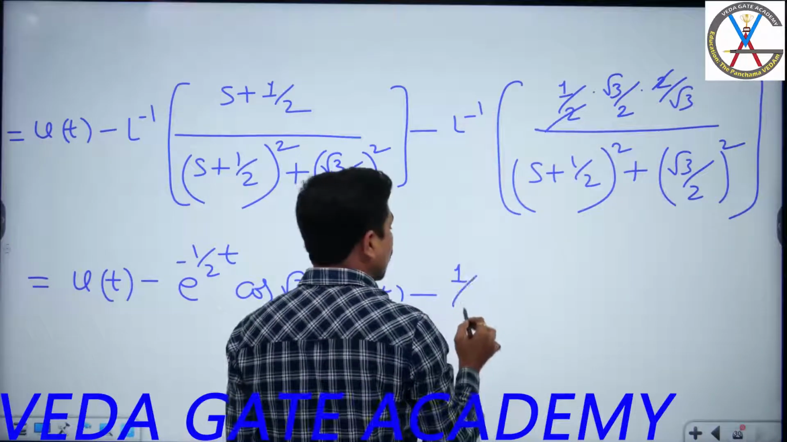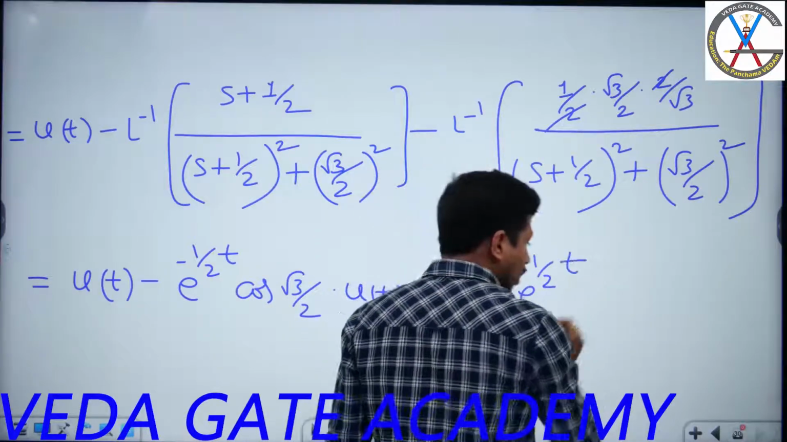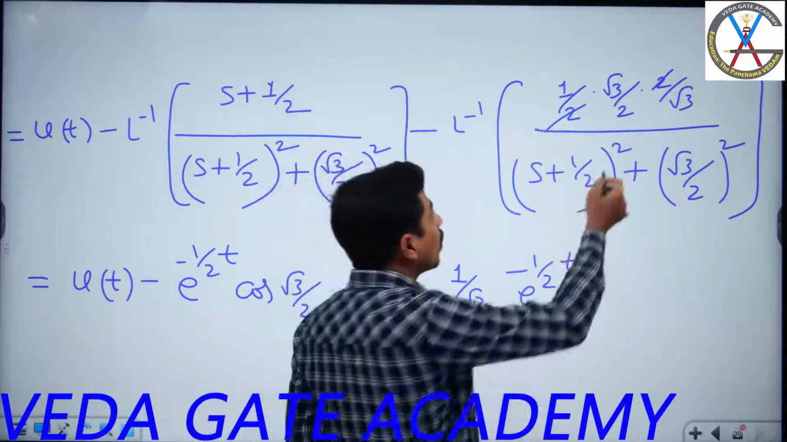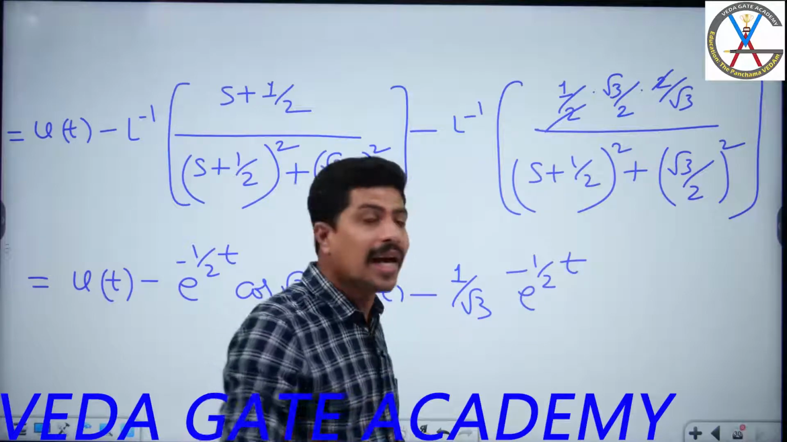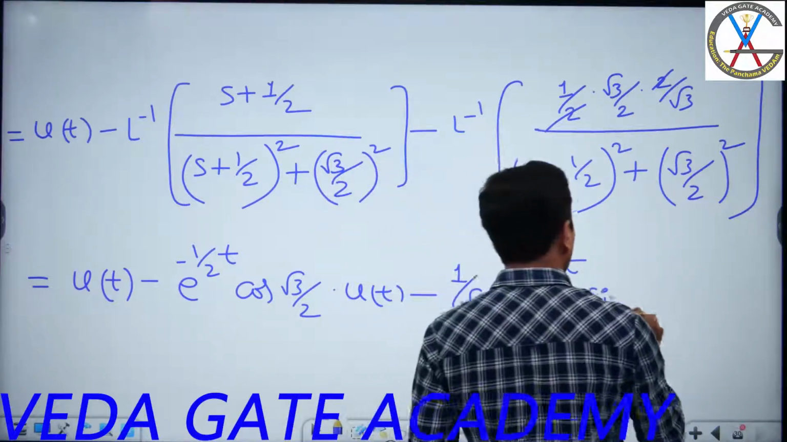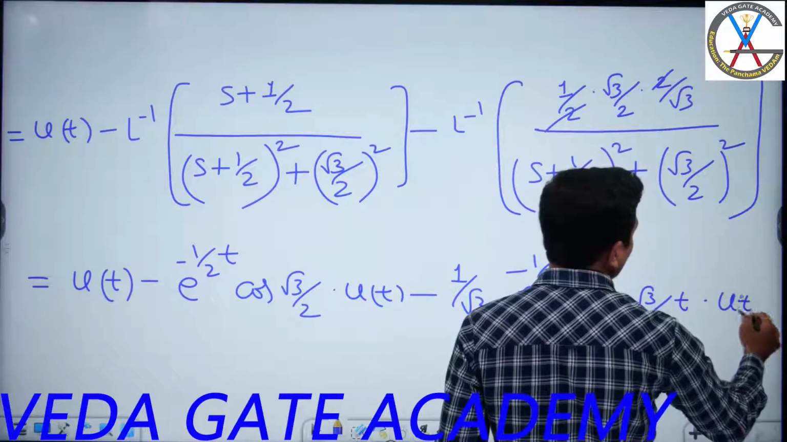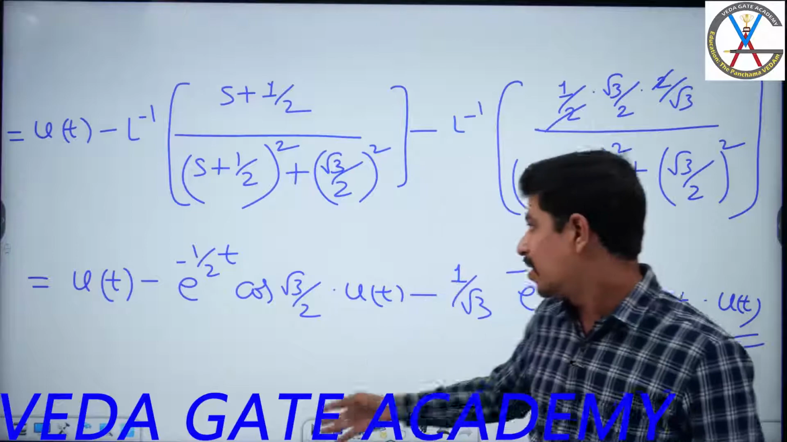1 by root 3 I will get outside. What I have? There is some shifting of e power 1 by 2. That's why I have taken e power minus 1 by 2 t. Now omega by s square plus omega square. What does it mean? Sine. Then how much are we going to get? Sine of root 3 by 2 t, the whole into u of t. So in this way we can get the answer very easily.